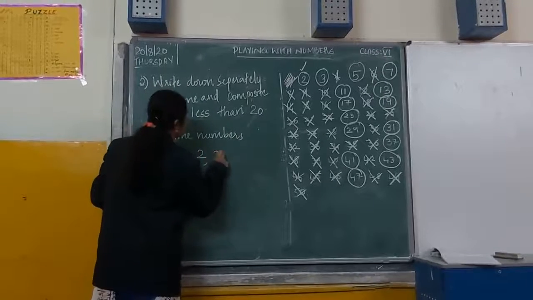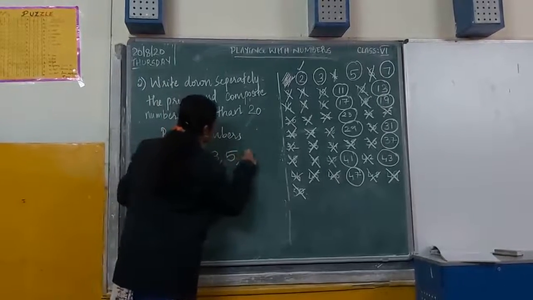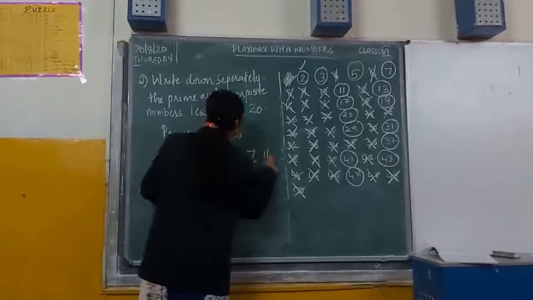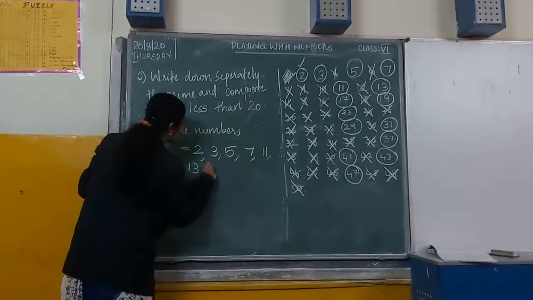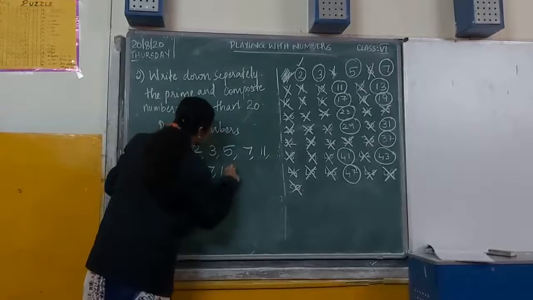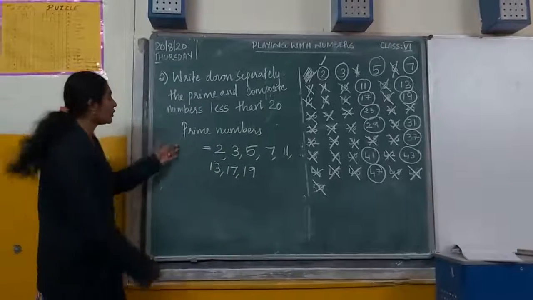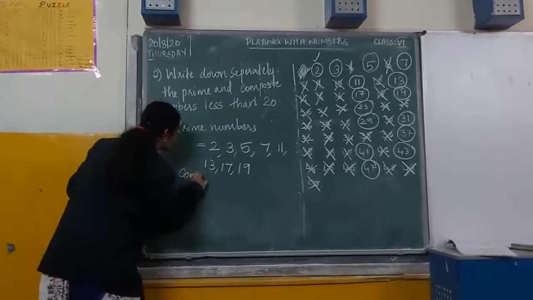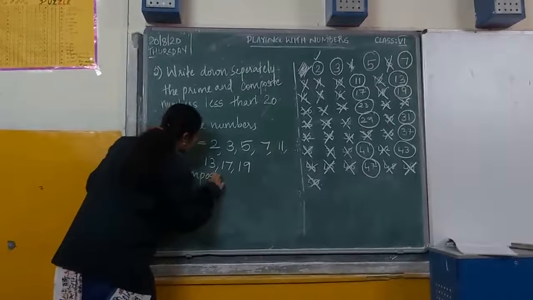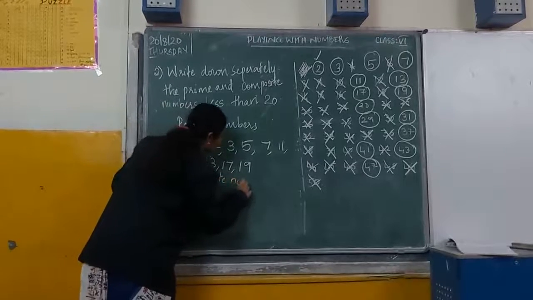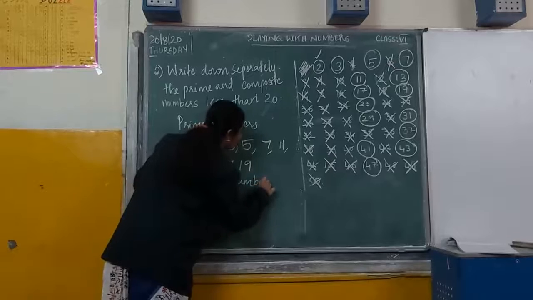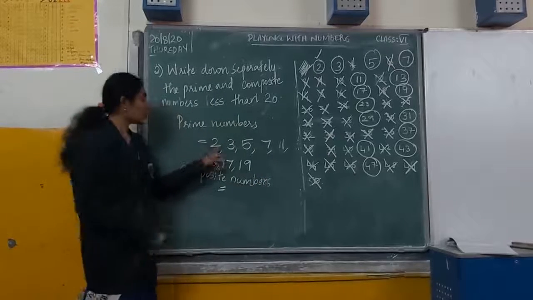2, 3, 5, 7, 11, 13, 17, and 19. So which ones will be the composite numbers? Leaving the prime numbers, the other numbers are composite numbers. Okay, so here 2, 3.